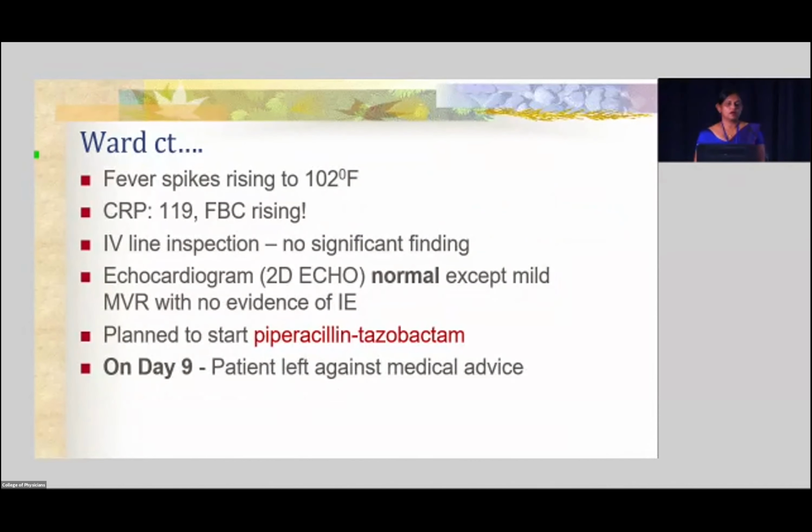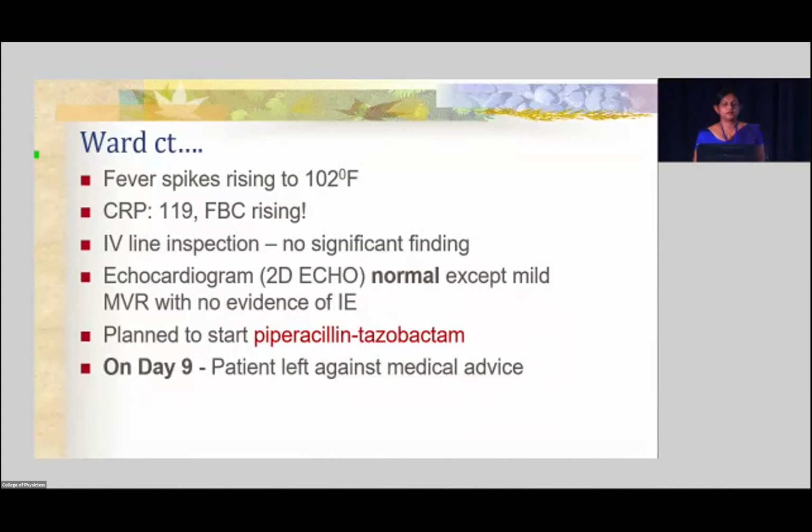CRP and full blood counts were rising. On IV line inspection, there was no significant finding. The echocardiogram was normal, except for mild MVR, mitral valve regurgitation, with no evidence of infective endocarditis. So they planned to start piperacillin tazobactam. But the patient left against medical advice.